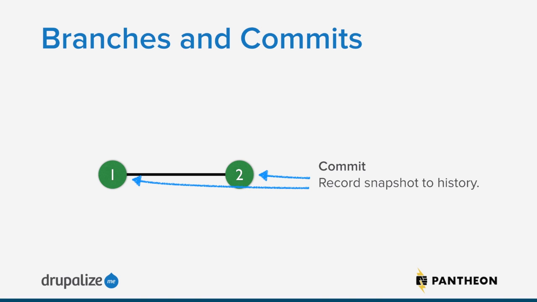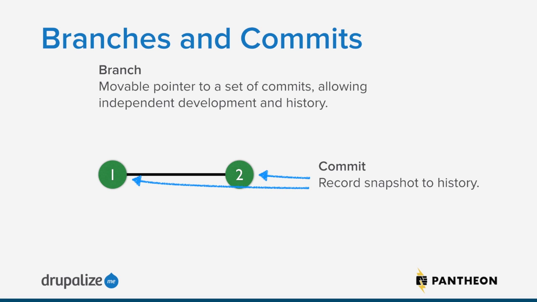So these are the commits. Now, a branch is a movable pointer to a set of commits. It's a very fancy definition here. The important thing is it allows independent development in history. Essentially, when you have this timeline of commits, one set of that is a branch, right? So it's a bunch of different commits that has the entire timeline of the code changes that you've been making.